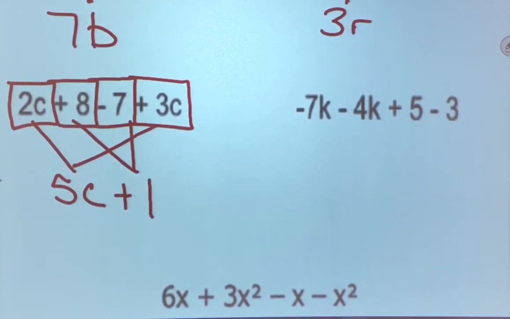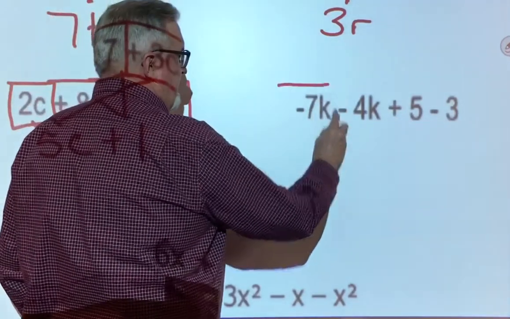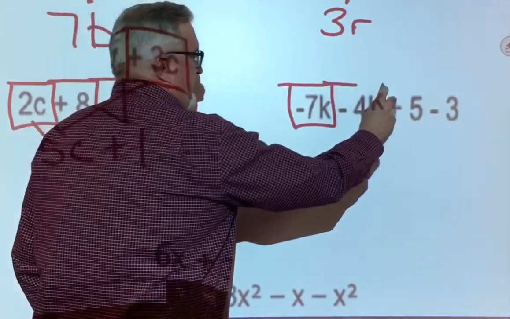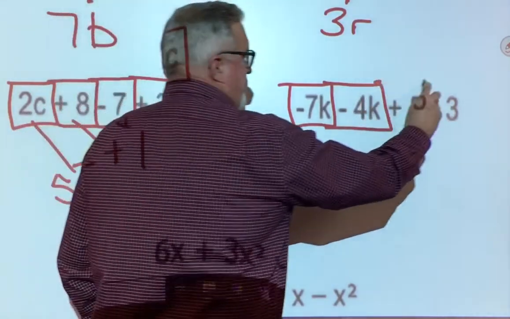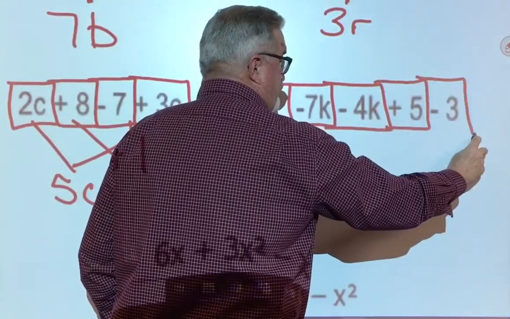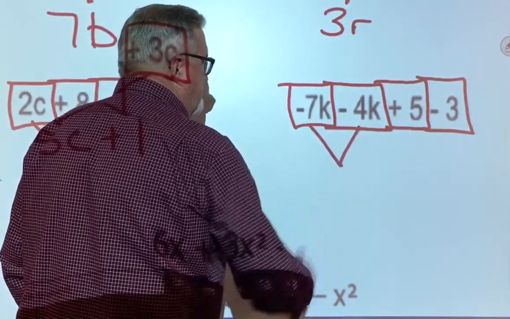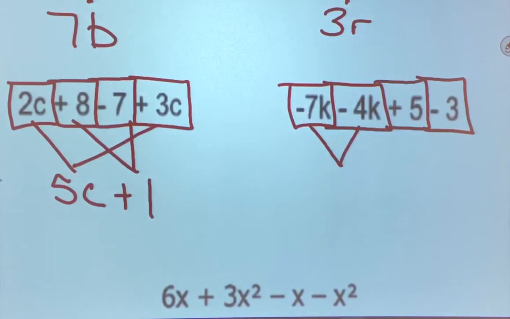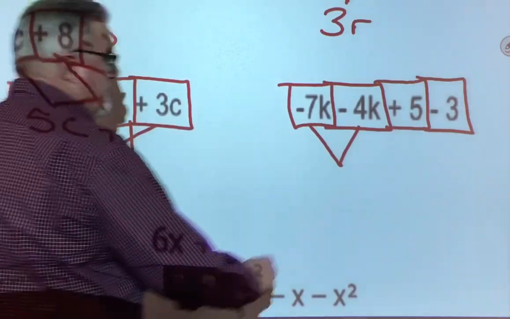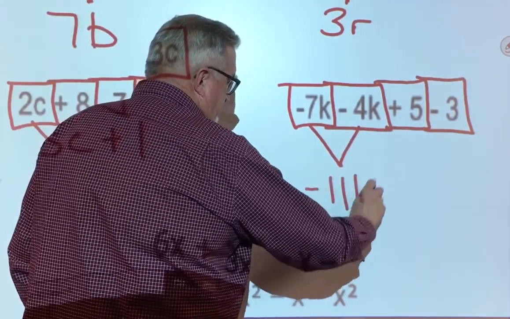Our next expression over here, I have a negative 7k, a negative 4k, a positive 5 and a negative 3. We do have like terms because we have two variable terms that have k in them, and both of them are negative. One of them's a negative 7k and the other one's a negative 4k. So the math we're going to be doing is negative 7 plus negative 4. When we add integers together, if they're both negative, we're going to get a negative answer. So I'm going to have negative 11k.